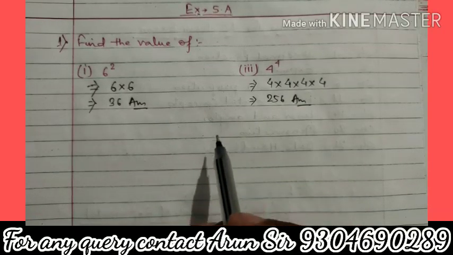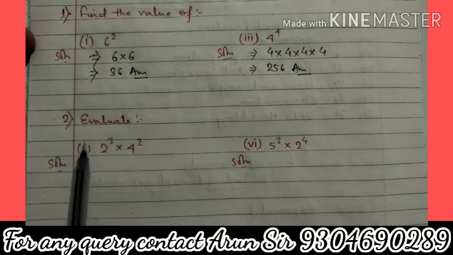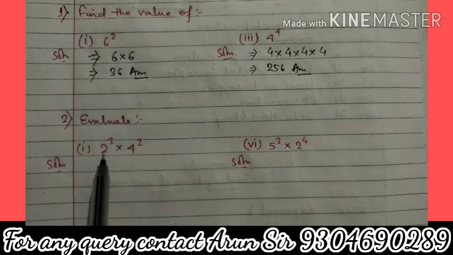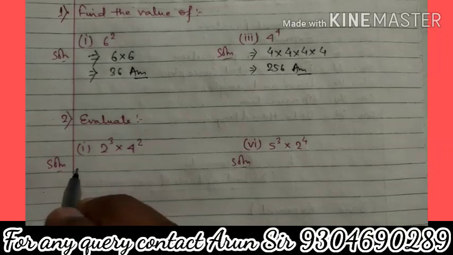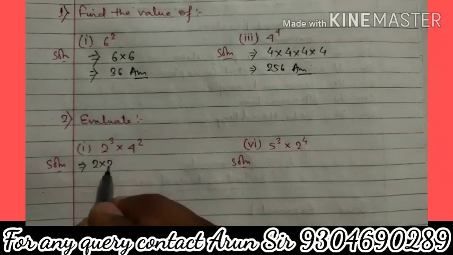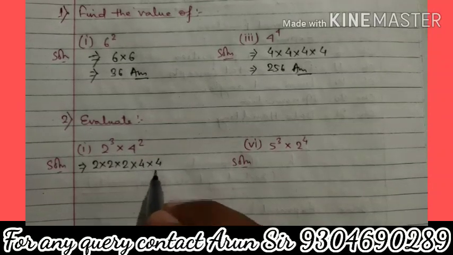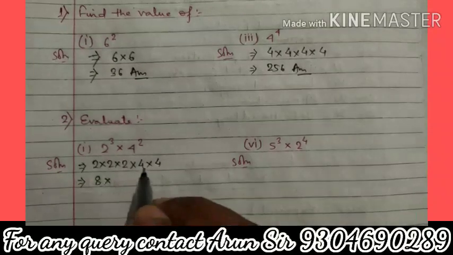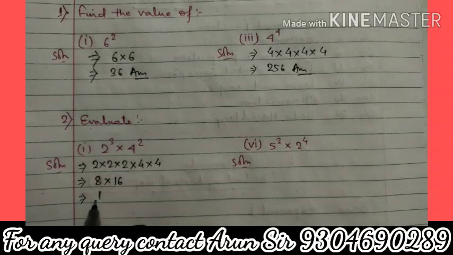Now we will see next question, question number 2. Question number 2 says evaluate. It also means to find the value. The very first question is 2 to the power 3 into 4 to the power 2. How will we write in the next step? 2 to the power 3 means 2 will be multiplied 3 times, into 4 to the power 2 means 4 will be multiplied 2 times. Now we will simply multiply: 2 2s are 4, 4 2s are 8, 4 4s are 16, 16 8s are 128. This will be your answer.